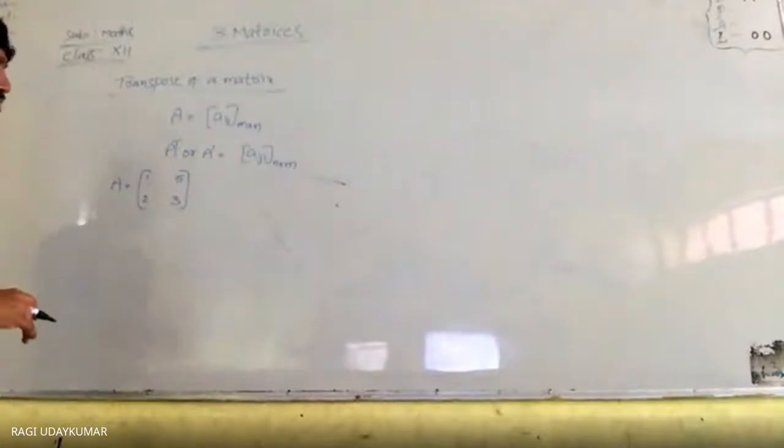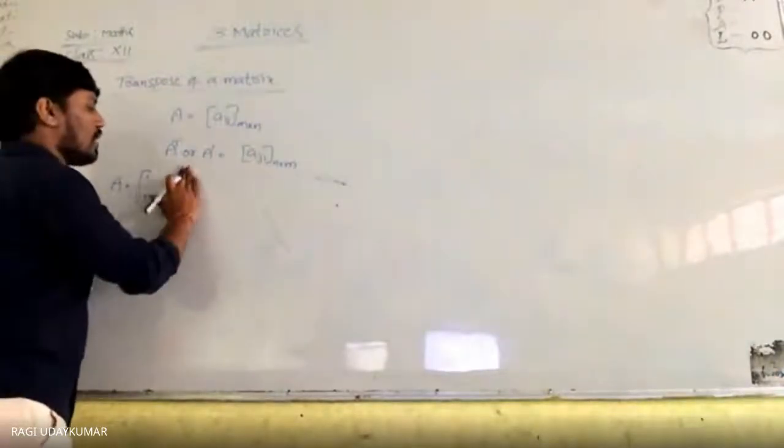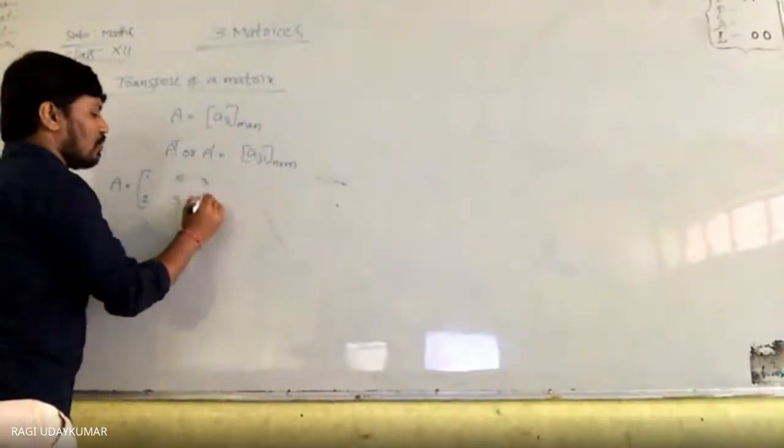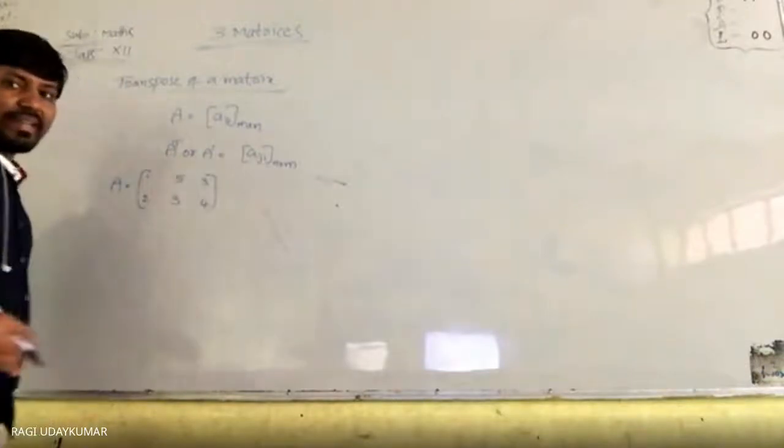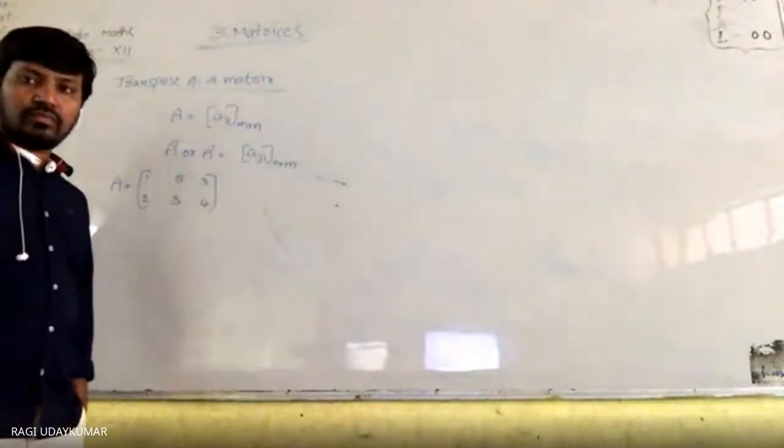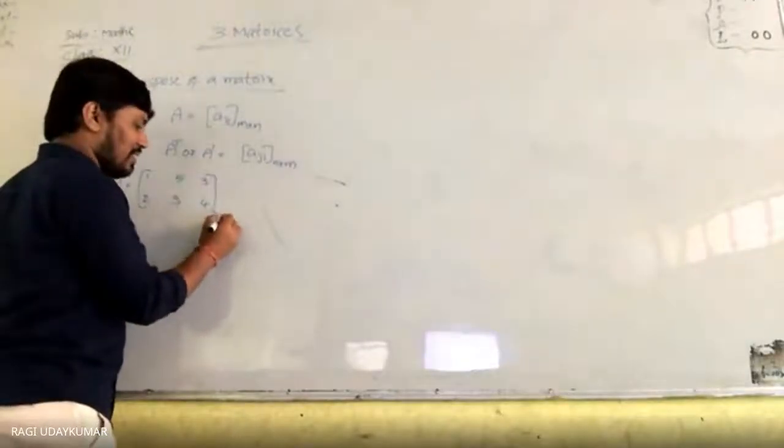What is the order of this matrix? Let us take two more elements, 3, 4. So what is the order of this matrix? 2 by 3. Is it visible? Yes, sir.